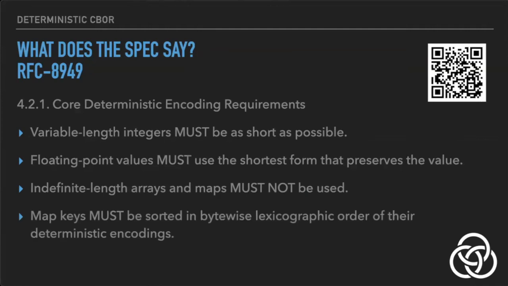And finally, map keys, and a map is a dictionary, so it's key value pairs, must be sorted in byte-wise lexicographic order of their deterministic encodings. We'll talk a little bit more about what that means, but it's fairly straightforward.